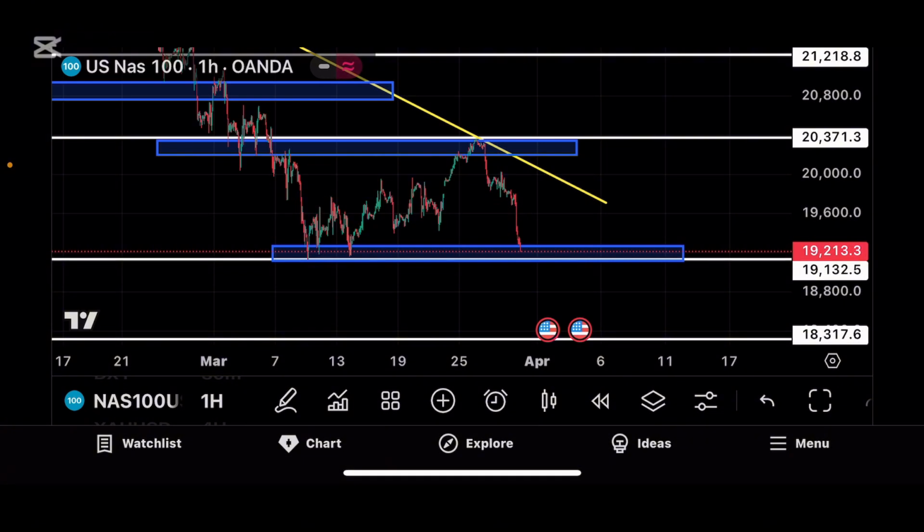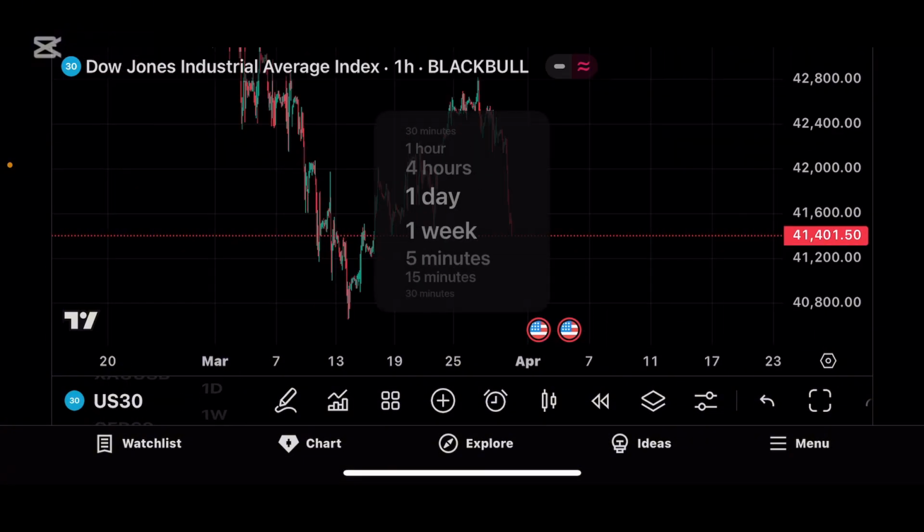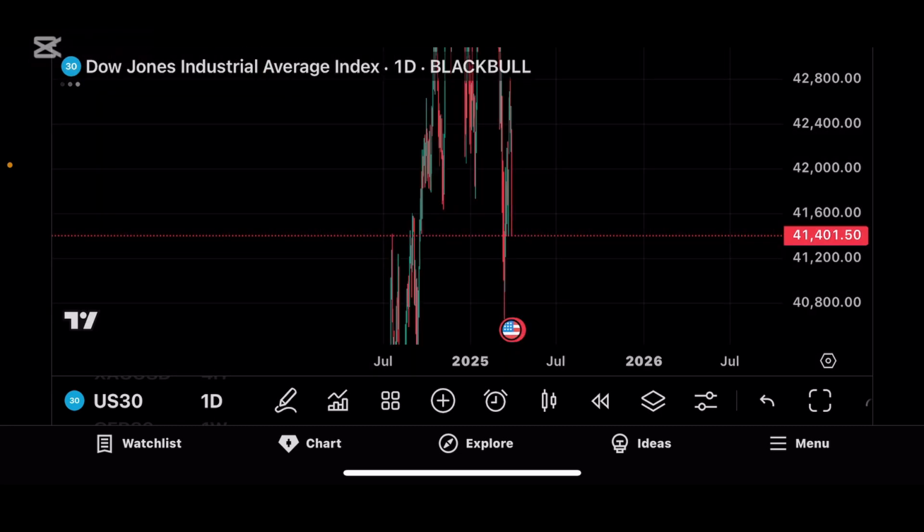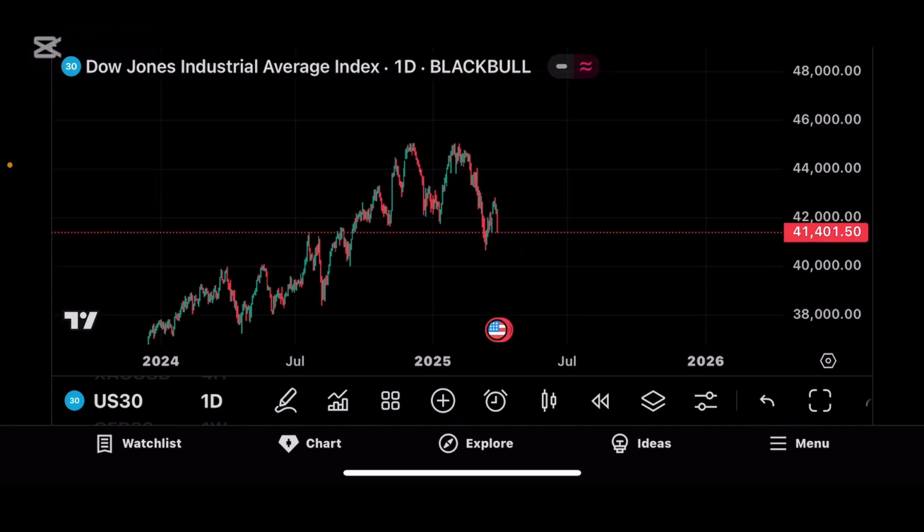So let's go to US30 now. Yeah, so guys, we are currently on US30. Just going to go to the daily time frame, and then we're going to zoom out the chart.